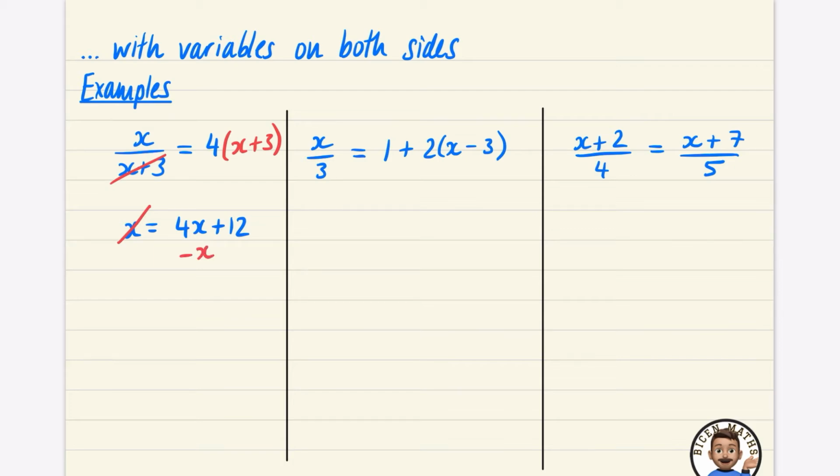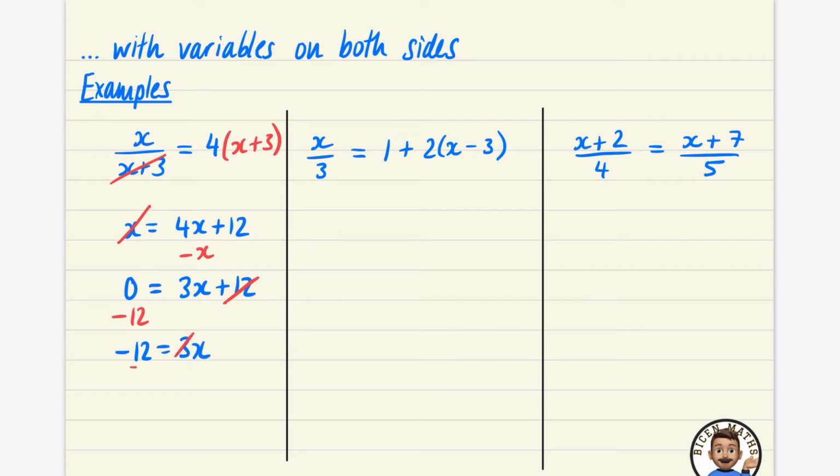Well, this is an interesting one. We haven't seen anything like this. When I've taken this x away, what am I left with? Well, I'm actually left with nothing. So I'm going to write 0. And 4x take away x is 3x. And that's got a plus 12. I'll get rid of that plus 12 by doing take away 12. So that is negative 12 equals 3x.